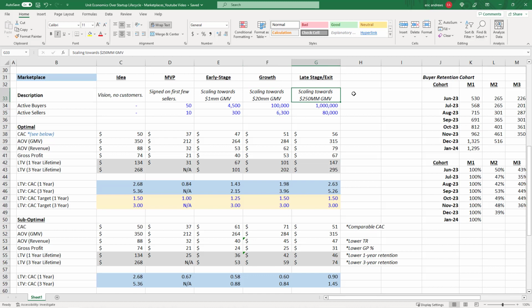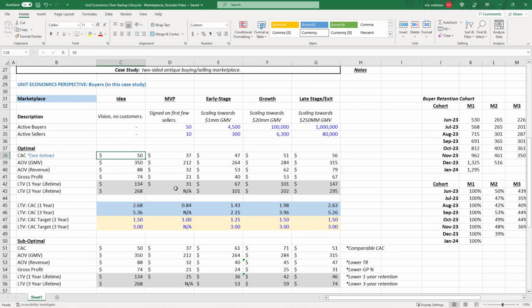And then late stage exit is when we're trying to scale towards 250 million GMV, which starts getting us towards a very large valuation in the hundreds of millions or maybe up to $1 billion. So in the idea phase, we say that we have a $50 CAC. So here is actually how we get to that CAC.